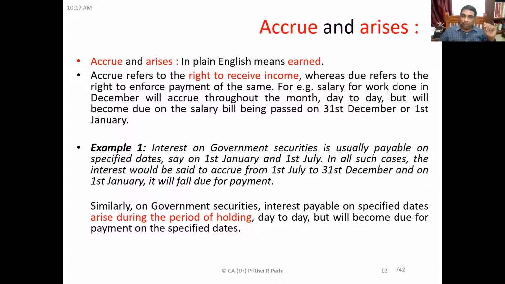You can think of another example. Let us say someone is doing a job. Every day he is performing his duty. When he is performing his duty, his salary is accruing. It may become due on the last day of the month, or on the first day of the next month. After that, once it becomes due, it will be received. So due is a different thing. Receipt is a different thing. But accrual means income is earned. Did you understand this example? Yes, sir.